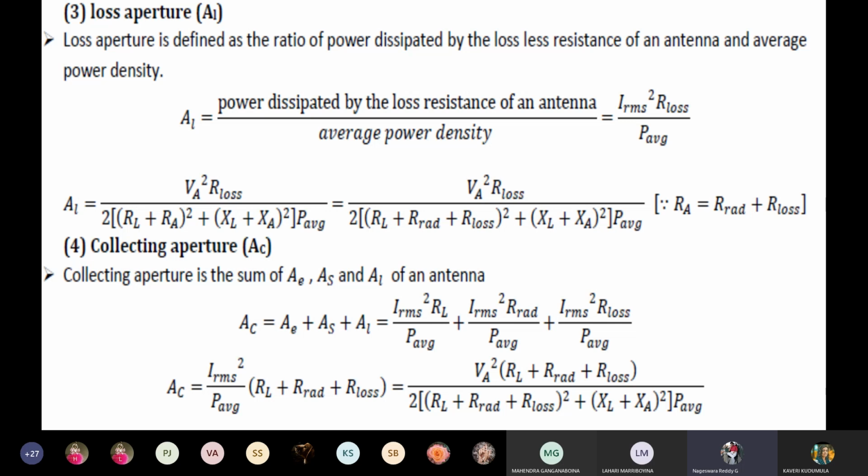Next, the fourth one, collecting aperture. What is collecting aperture? Collecting aperture is the sum of effective aperture A_E, scattering aperture A_S and loss aperture A_L. So A_C, capital A suffix C, is equal to A_E plus A_S plus A_L. What is the formula for A_E? I_RMS square into R_L by P average. What is the formula for A_S? I_RMS square into radiation resistance by P average. What is the formula for A_L? I_RMS square into loss resistance by average power.